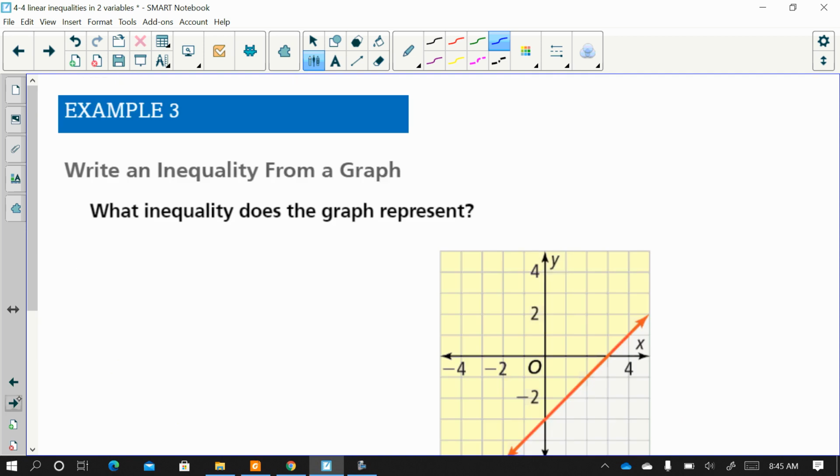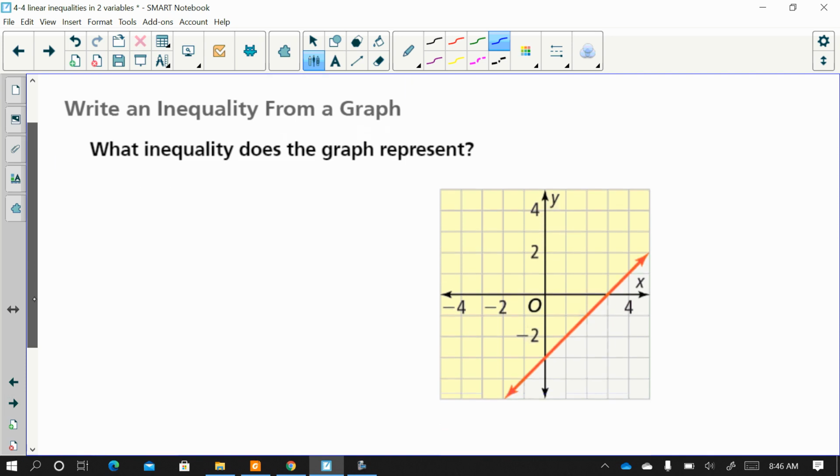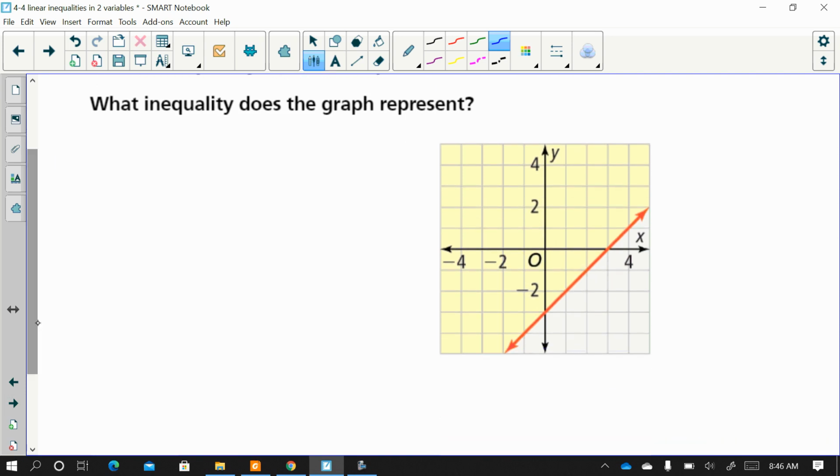Right. So now we're going to do it backwards. We're going to write an inequality from the graph. So the first thing we need to do is y equals mx plus b. Okay, so first I need to find my slope. So I'm going to pick nice points. Those look like nice points. Oh, my slope's just 1. So I have 1x. Okay, my y-intercept is 1, 2, negative 3.